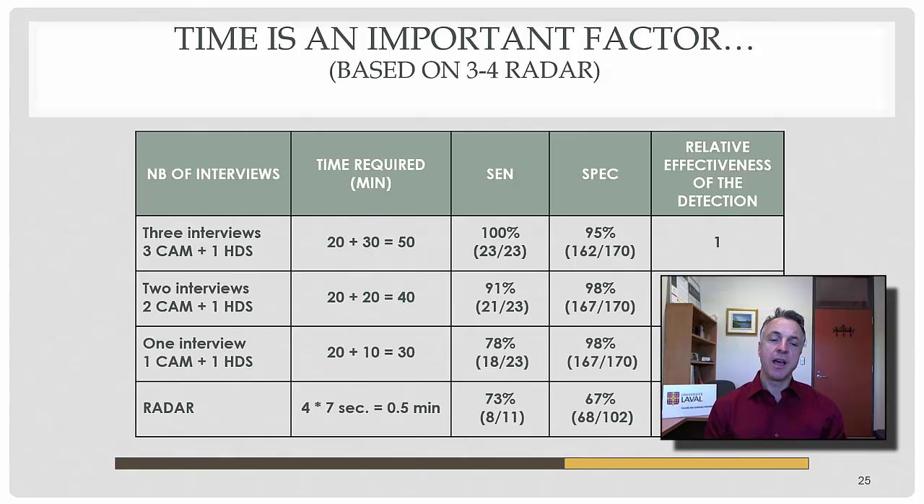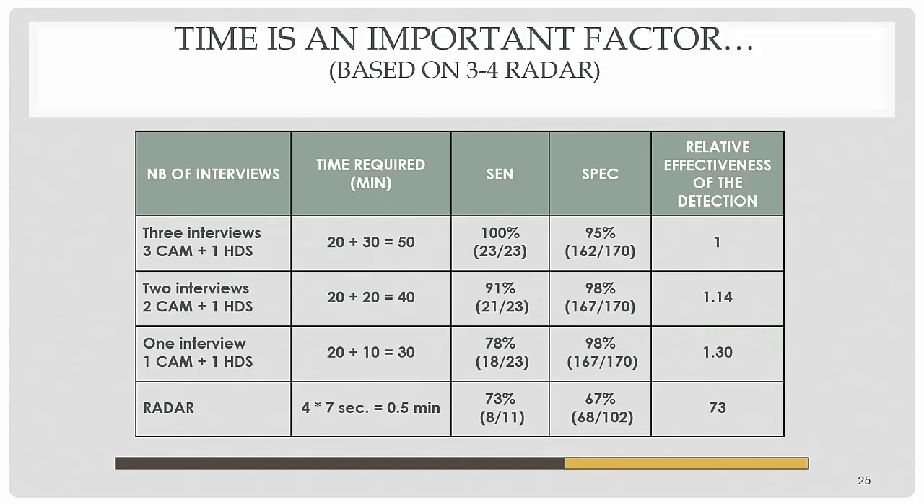So when you look at the radar, we have to spend 30 seconds if you do 4 radar in 1 day, then you have a sensitivity of 73%. So when you take into account the time invested and the sensitivity that you get, we can say that the radar is 73 times more efficient than the gold standard, which is doing 3 CAM assessment with 1 HDS.